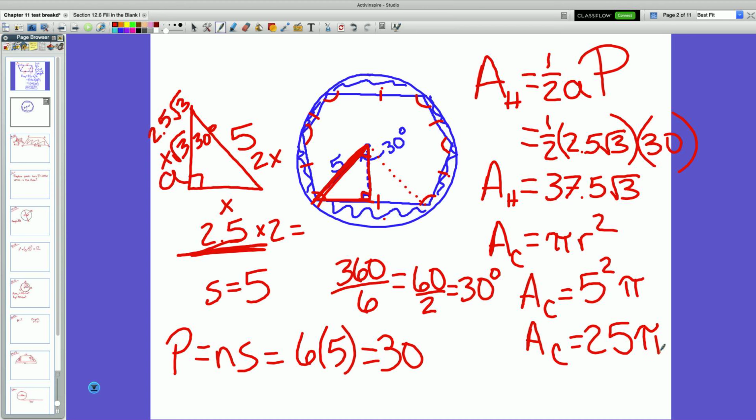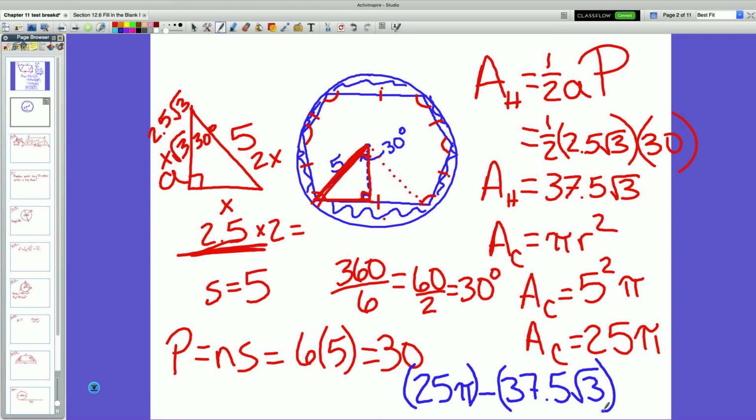So then to find the area of the shaded region, which is the stuff not inside the hexagon, I'm going to take 25 pi minus 37.5 square roots of 3. Now if you're doing this on a nice graphing calculator or even a nice scientific calculator, you should be able to put parentheses around that and around that, and you can do it all in one step. If you can't do that, that's fine.